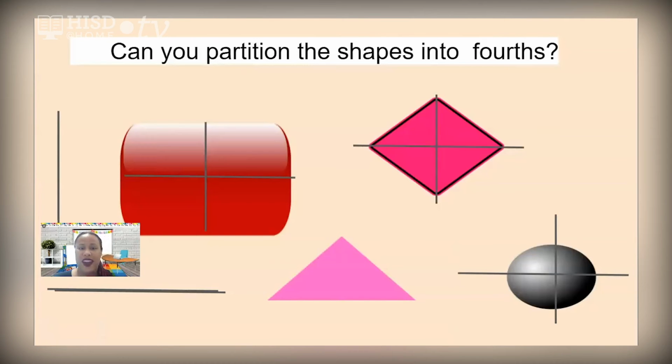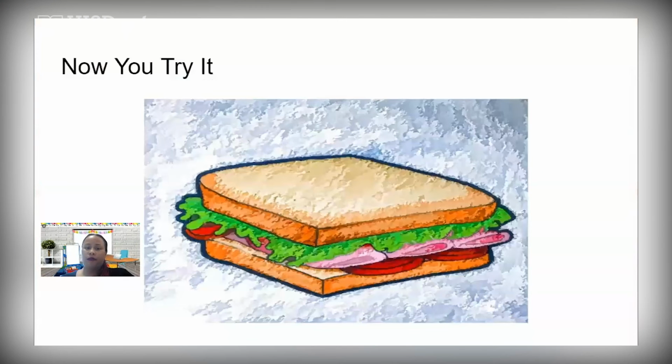So I went too fast. Now I want you to try it. On your paper, I want you to draw a sandwich. Now, I don't want you to put lettuce and tomatoes and all of those good, delicious things. I want you to just make a square on your paper to represent the sandwich. Can you draw a square on your paper? Ms. Ward is going to give you just a few moments to draw a square on your paper.